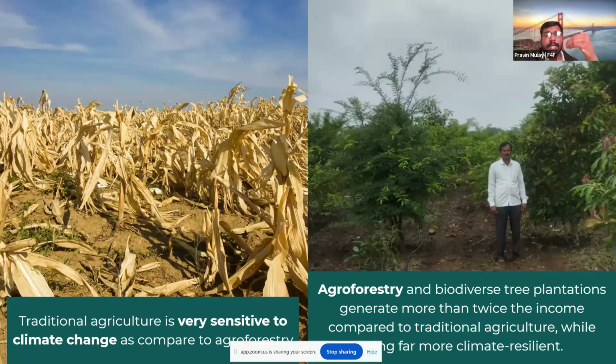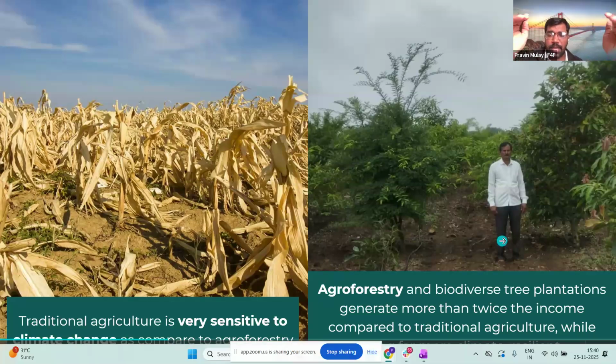On the other side, biodiverse agroforestry plantation is much more climate resilient. This also helps to increase their income. In many cases, this is helping farmers increase the income two to three times. Other than the income and livelihood perspective, the agroforestry plantation also helps to increase the green cover, increase the biodiversity, and also increase the carbon sequestration.